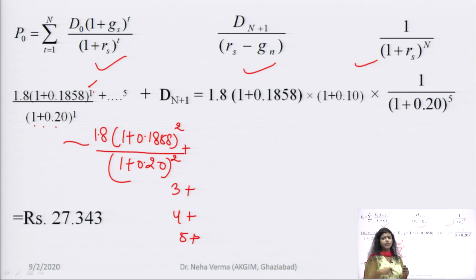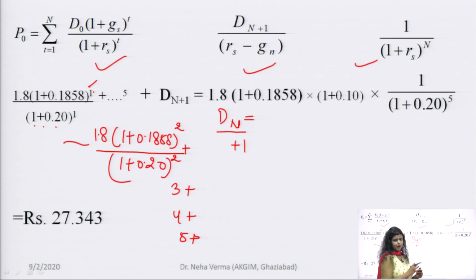Now we will calculate the value for the second phase. For the second phase, the first term is dn plus 1 divided by rs minus gn. Here dn is the dividend for the last year of phase 1, and plus 1 is separate over here, which is the growth rate of the next year. So this is the dividend of the year where phase 1 actually ended.